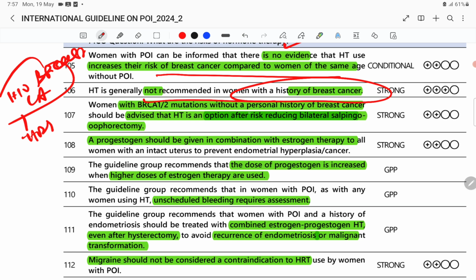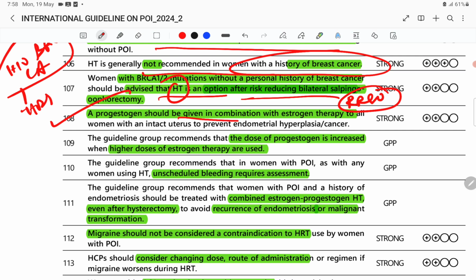Women with BRCA1-2 mutation without personal history of breast cancer should be advised HRT as an option after risk-reducing salpingo-oophorectomy. Okay. So if there is a personal history of breast cancer, HRT should not be given. If there is a BRCA1-2 mutation without personal history of breast cancer, your chance of risk is high, so in that case HRT should be started after risk-reducing salpingo-oophorectomy. Progesterone should be given in combination with estrogen therapy to all women with an intact uterus to prevent endometrial hyperplasia and cancers. Already everybody knows the dose of progesterone increases when higher dose estrogen therapy is used.